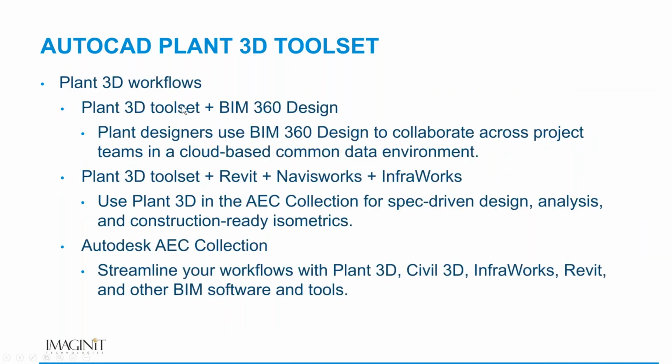And then again, you've got your standard workflows. Your Plant 3D tool set plus BIM 360 Design allows plant designers to use BIM 360 Design to collaborate across project teams in a cloud-based common data environment. If you're just running local, you've got Plant 3D plus Revit plus Navisworks plus InfraWorks. So you can use Plant 3D in the AEC collection for spec-driven design, analysis, and construction-ready isometrics. You can also use Navisworks for clash detection between the Revit model and the plant models. And then if you have your AEC collection, you can streamline your workflows using Plant 3D, Civil 3D, InfraWorks, Revit, and any other BIM software and tools that are included in that collection.